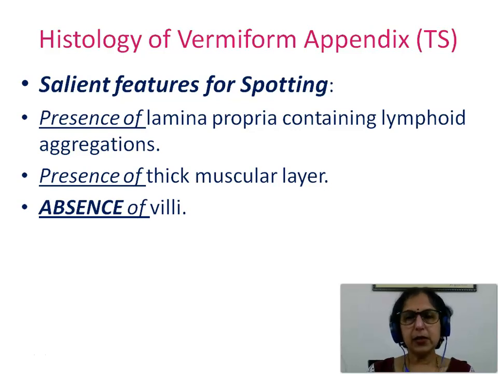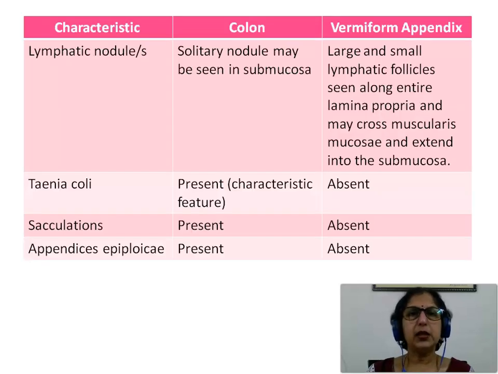Now that we have studied all the slides of histology of small intestine, that is the 3 slides which we see there, duodenum, jejunum and ileum, and the 2 slides in histology of large intestine, that is histology of colon and vermiform appendix. Now let us see how do we differentiate between firstly the 2 slides of large intestine. How do we differentiate between histology of colon and histology of vermiform appendix?